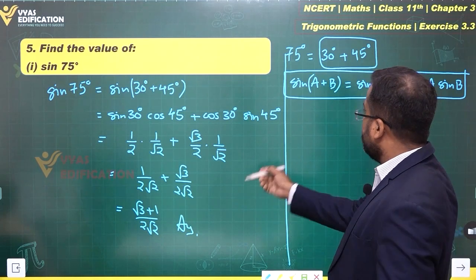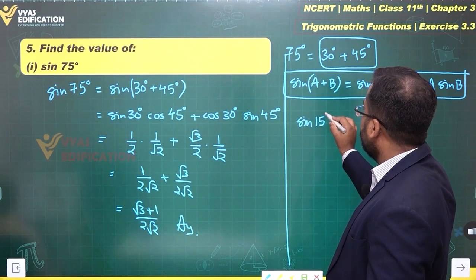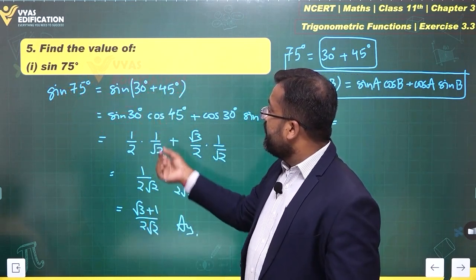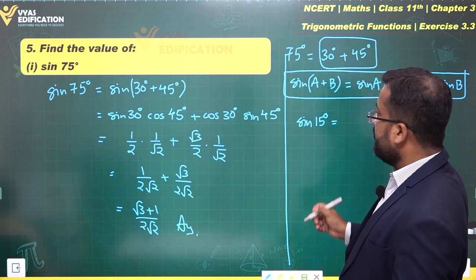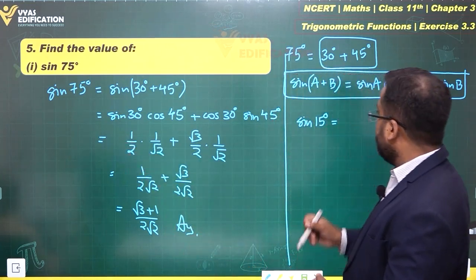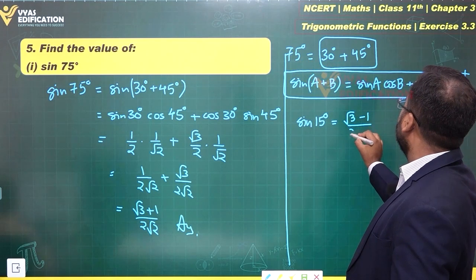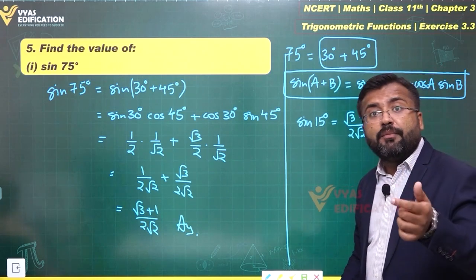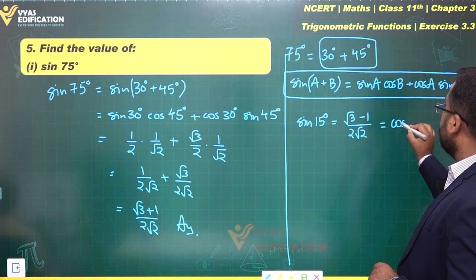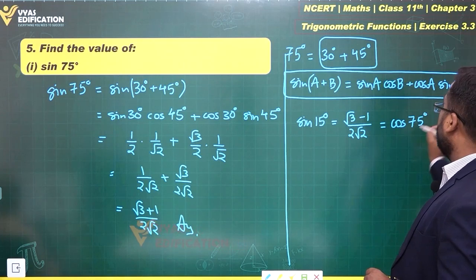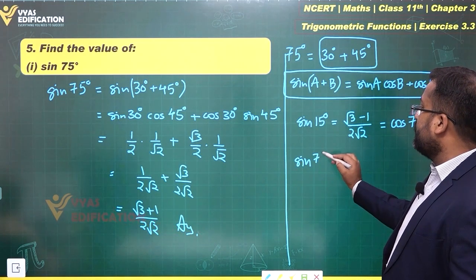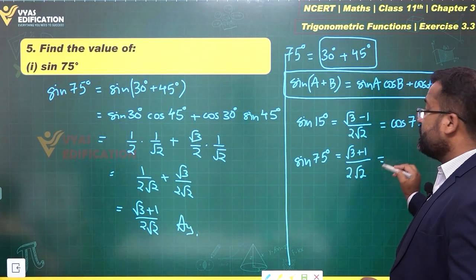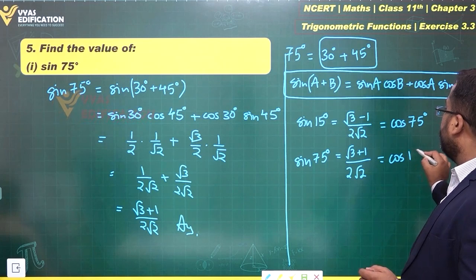We can further remember sine 15 degree. For sine 15 degree, what we would require is 45 minus 30. Can you observe? There would have been minus here, minus here, minus here, and you would have obtained root 3 minus 1 by 2 root 2. Sine 15 degree is also equal to, by the complementary angles rule, cos 75 degree. Sine 75 degree, root 3 plus 1 over 2 root 2, will be equal to cos 15 degree, right?